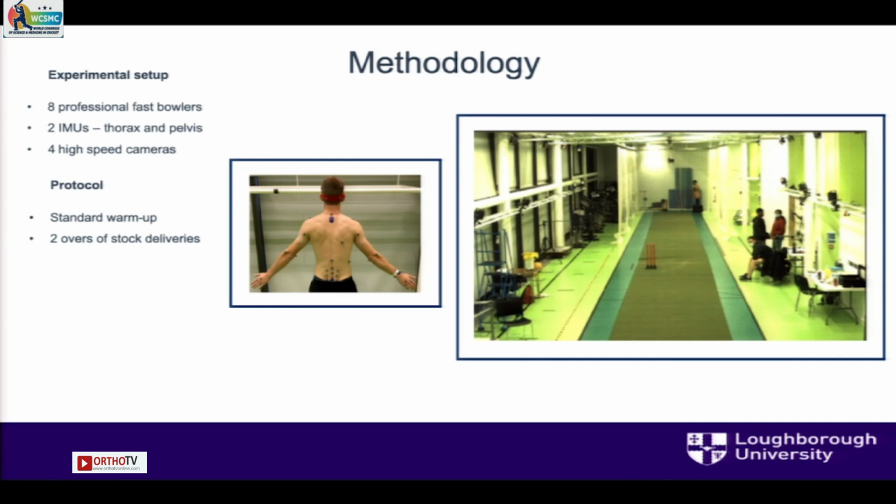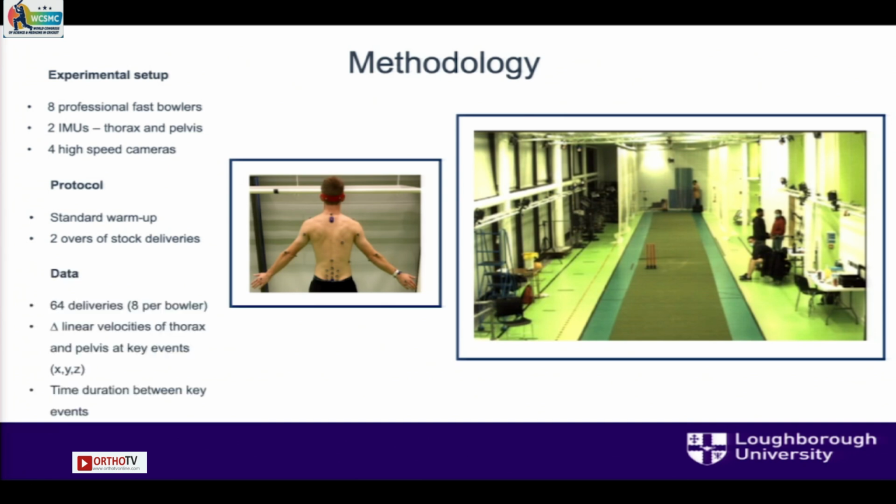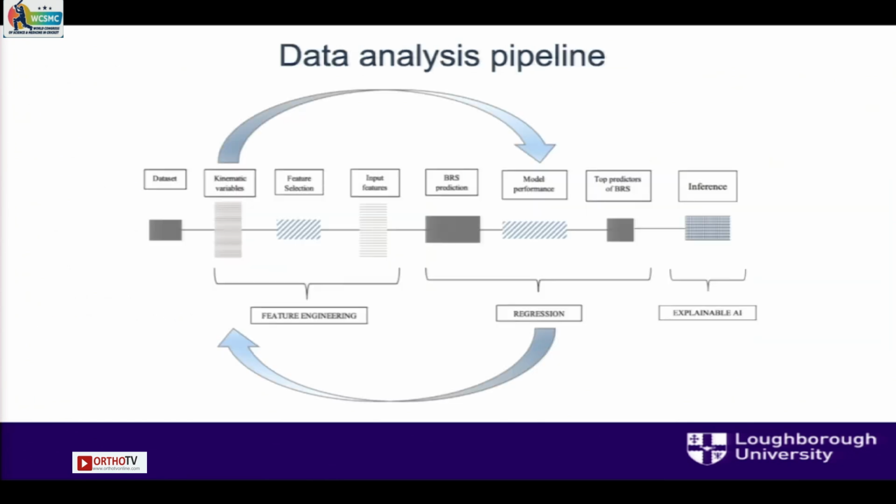So post their standard warm-up protocol, we had the bowlers deliver stock deliveries with high velocities. The data consisted of 8 deliveries per bowler, and we looked at change in linear velocities at the thorax and pelvis at key events of back foot, front foot, and ball release across the 3 axes, X, Y, Z. We also looked at the time duration between the key events as variables.